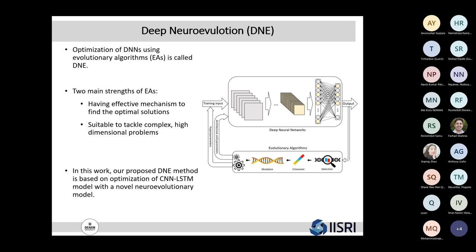As we might know, it is simply called deep neural evolution, and it is very simple. We can say that optimization of DNNs using evolutionary algorithms is called DNE. What is their advantage for use in AutoDL? They effectively and automatically optimize the architectures of deep learning models.